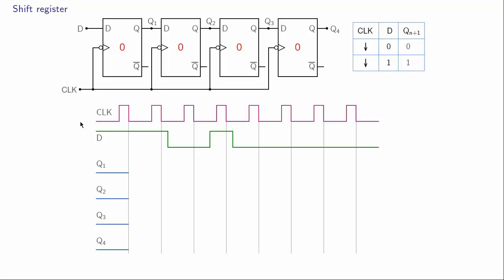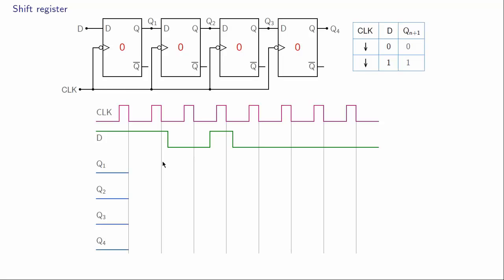To begin with, we have Q1 equal to 0, Q2 equal to 0 and so on, and that is also indicated over here. So all Q values are 0, and now the first active edge comes along, this one, and let us see what happens. Remember, we have to look at the D input of each flip-flop just before the active edge. Now for this flip-flop, the D input is this D here, that waveform, and just before this active edge its value is 1. So therefore Q1 is going to change to 1 and then it's not going to change up to the next active edge.